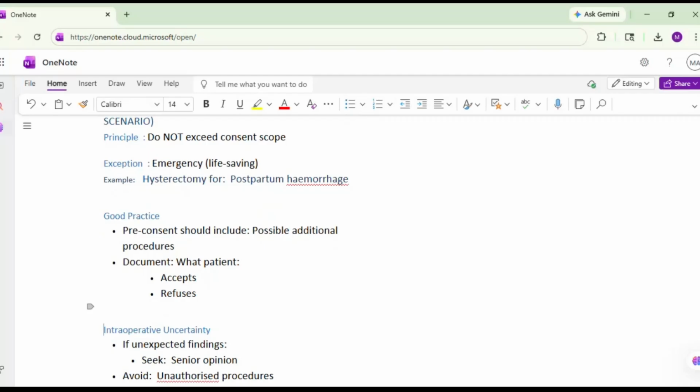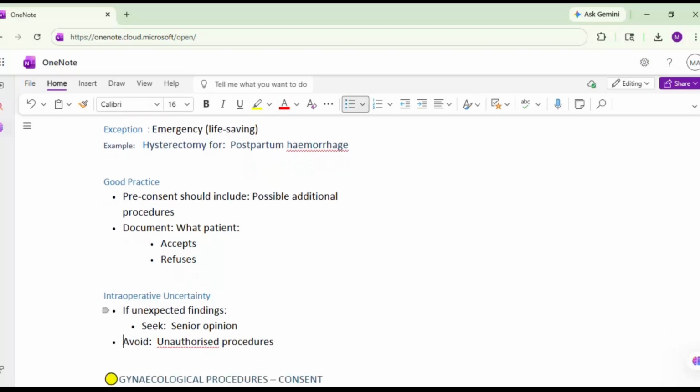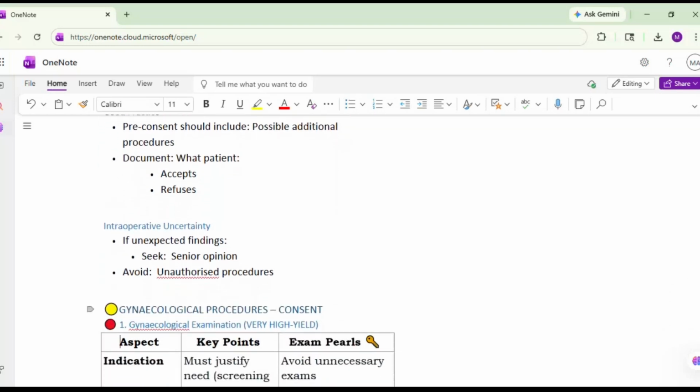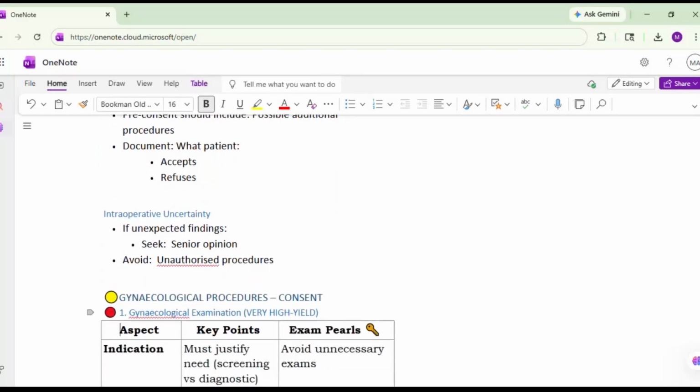So pre-consent should include possible additional procedures, and we need to document what the patient is accepting and what the patient is refusing. If there is any intraoperative uncertainty or an unexpected finding, always seek the senior's opinion. If there is an abnormality that is not consented, seek the senior's opinion, and no unauthorized procedure should be performed.